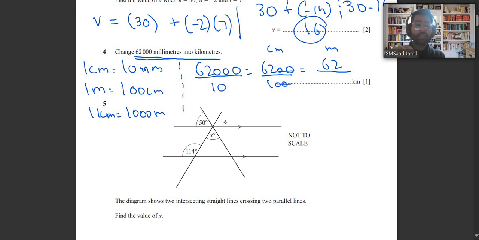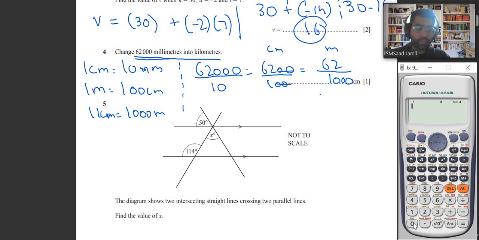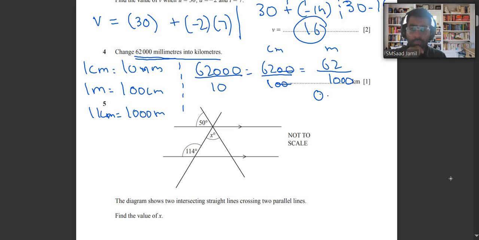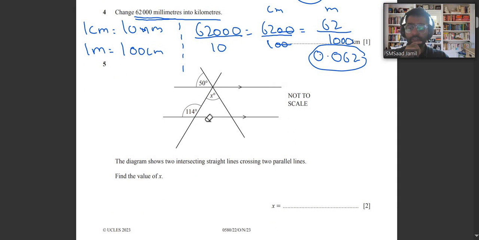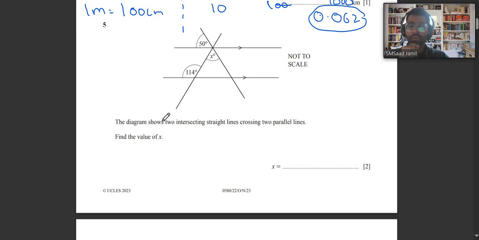In order to convert meters into kilometers, we will divide this with 1000. So if you guys want to use a calculator, you can do that. 62 divided by 1000, it's 0.062, okay, 0.062 kilometers, and that is going to be our answer. Alright, let me erase a bit of my working. Okay, perfect.